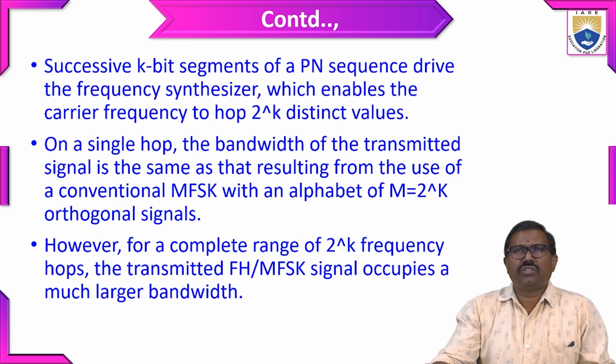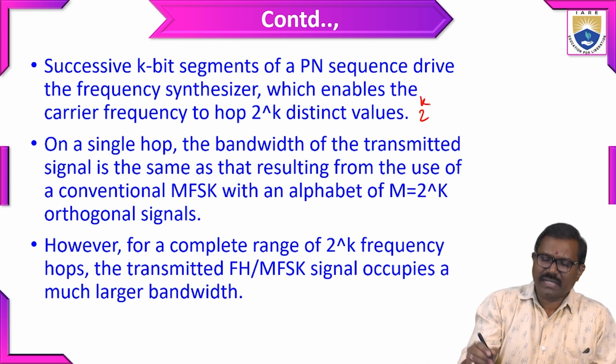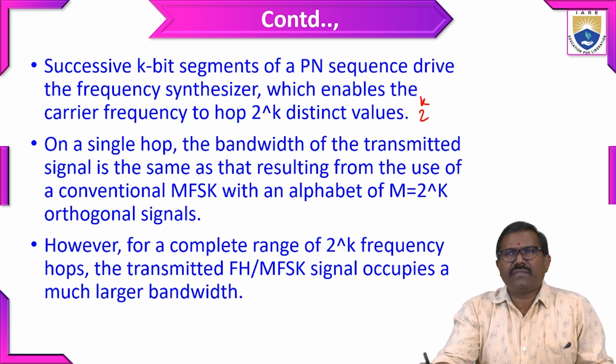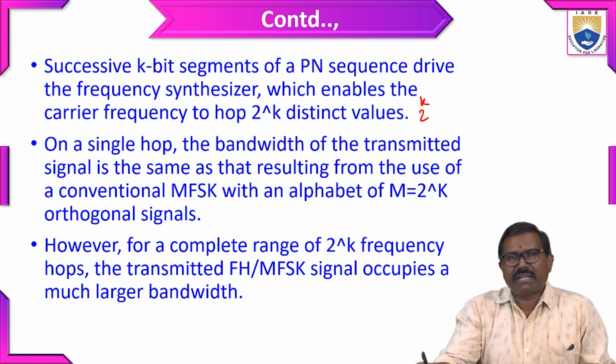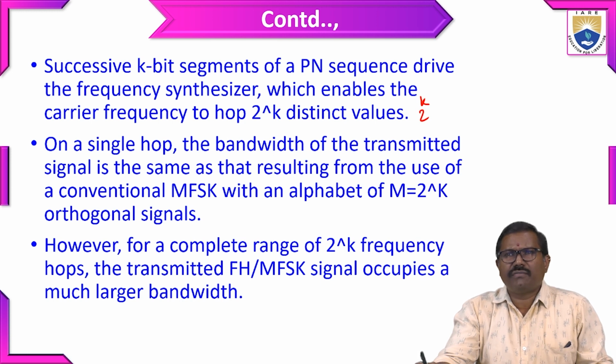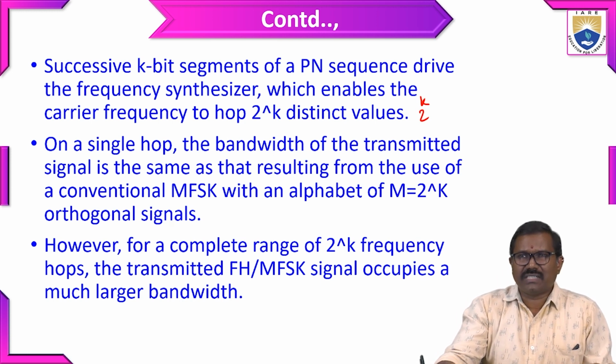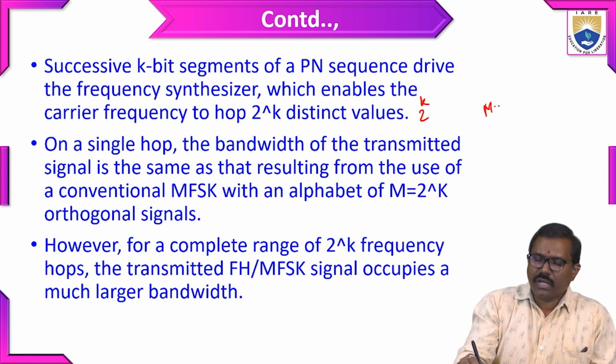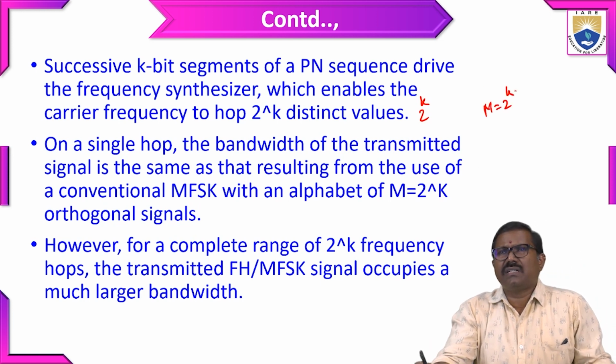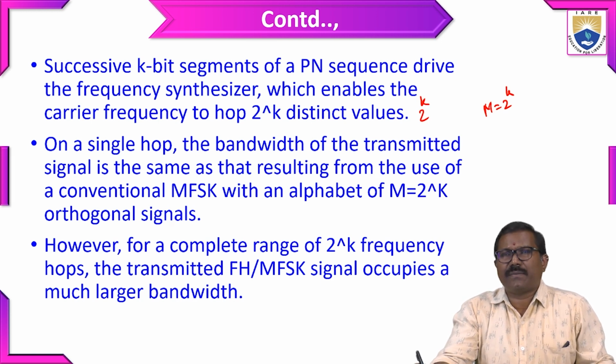Successive k-bit segments of the PN sequence drive the frequency synthesizer, which enables the carrier frequency to hop among 2 to the power k distinct values. On a single hop, the bandwidth of the transmitted signal is the same as that resulting from the use of a conventional MFSK with an alphabet of M equal to 2 to the power k orthogonal signals. So this is M-ary, and already we know M is 2 to the power k, where k is the number of bits we transmit at a time.